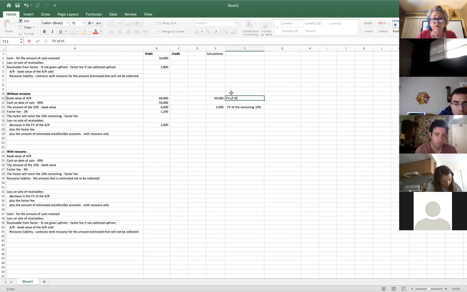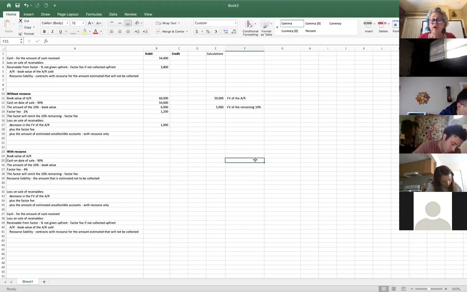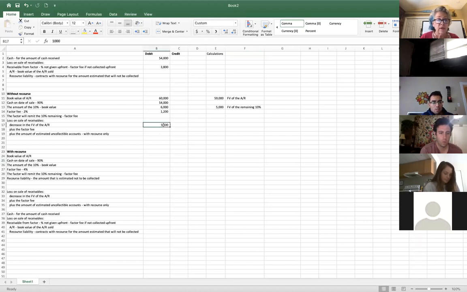So the fair value of the accounts receivable. The only reason that I'm giving you that number is because it depends on how the problem is stated. So this one just gave you the fair value of the remaining amount instead of the fair value of the entire accounts receivable. So I just want you being exposed to that it can be worded in two ways. So they said the fair value of the remaining amount was 5,000. So we can see that there is a $1,000 decrease in the fair value.